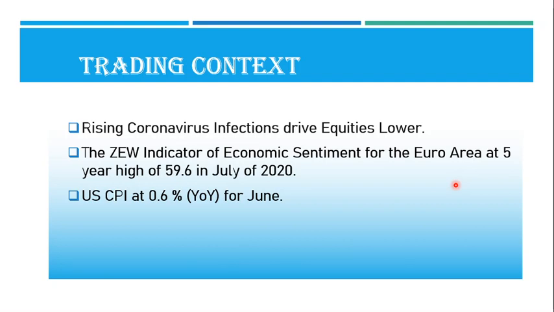We will simply consider the ZEW indicator of economic sentiment, which has hit a 5-year high for the Eurozone, and now here for the month of July, it stands at 59.6, which is an improvement compared to the last month's reading of around 58.6. And as I said, this is the best reading which we have seen since almost 2015. So this is showing the revival of people's expectation regarding the economy, but this needs to be balanced with the changing dynamics of the infection outbreak. So we will have to be careful on that front.